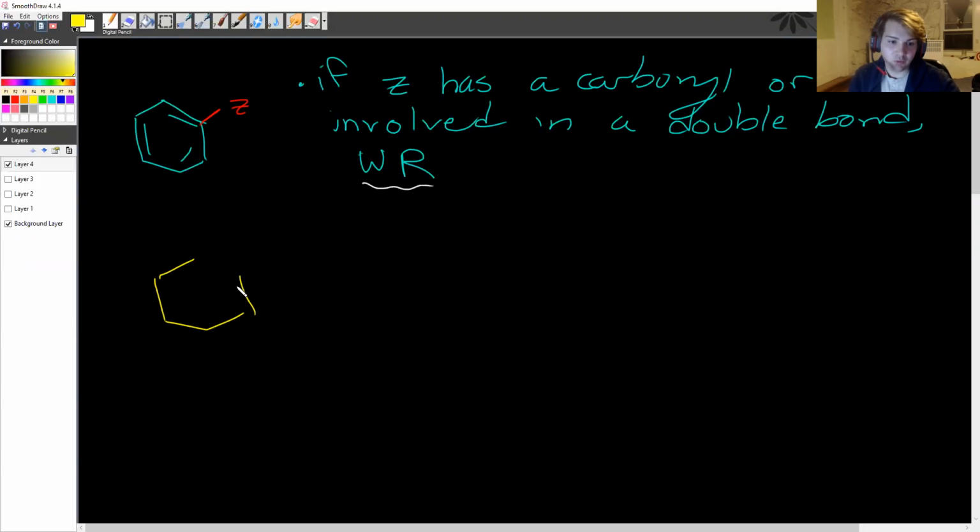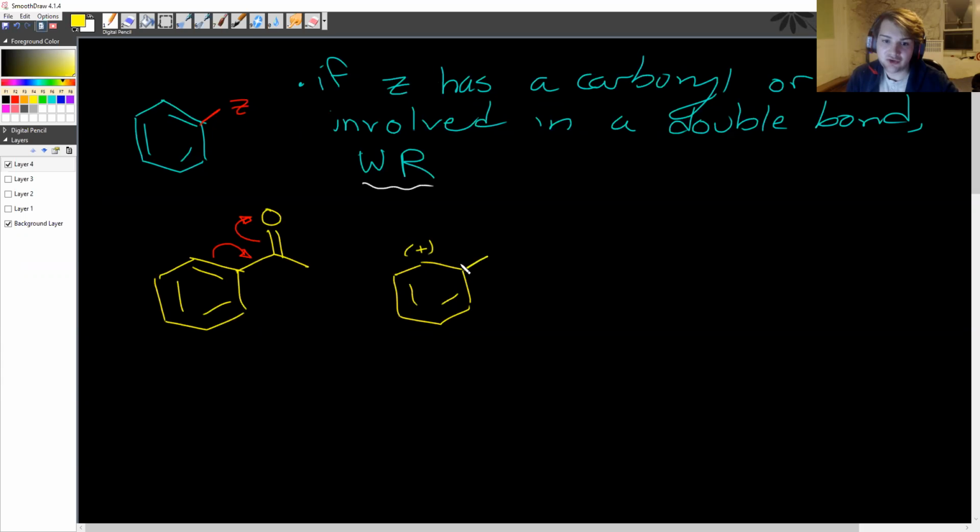So what's a good example of this? Well, we're talking about a ketone. Why does this happen? Well, withdrawing is all about removing electrons from the ring. So this double bond can move, and what we create is a resonance structure where we have removed electron density from the benzene ring. And so we have withdrawn electrons, so we can call this an electron withdrawing group, an EWG.